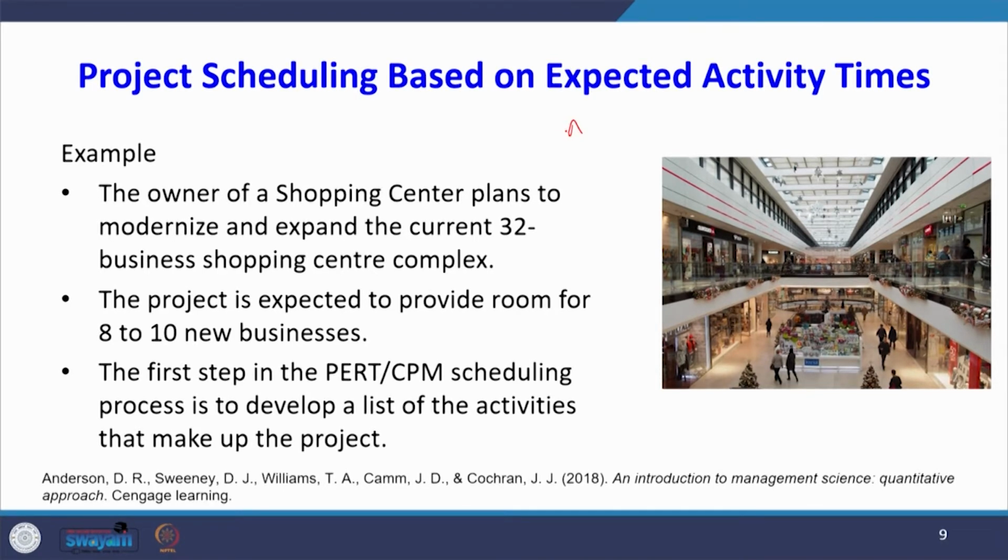Suppose activity A, okay, for example, event A and event B. So, this is an activity. Here, for example, 5, the average activity time is given.